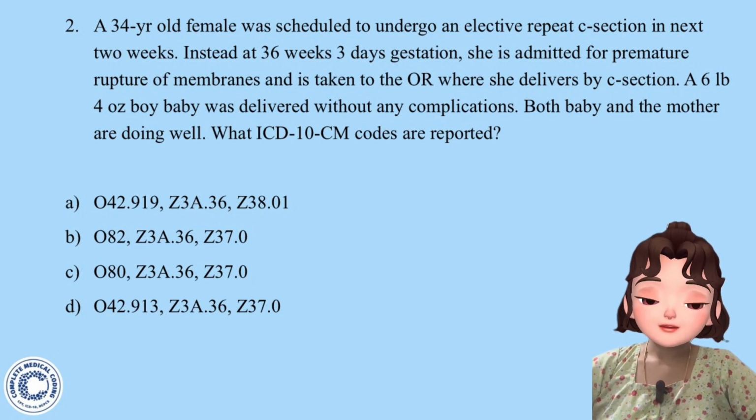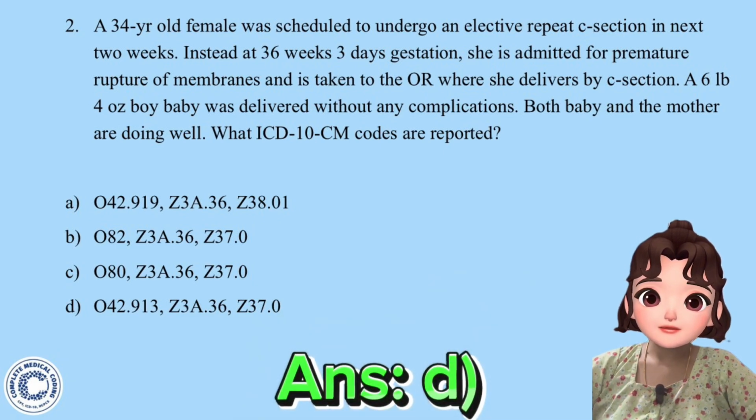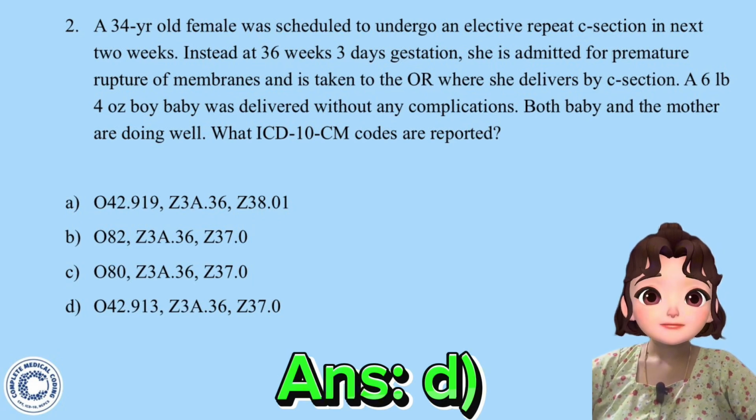Anyway, O code should be the primary. So we got the answer as option D, O code primary for the preterm premature rupture of membranes in the third trimester. Z3A.36, which represents 36 weeks of gestation, and Z37.0 represents single live birth. Okay.